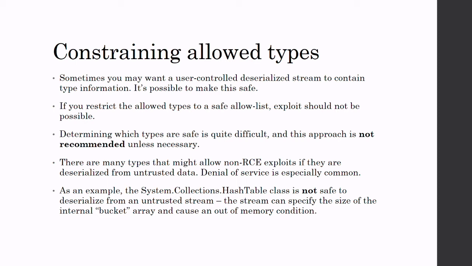Hash table is an example of this. You would think hash table would be safe to deserialize, but it actually has a member which says this is how much memory you should allocate for the hash table. And certain serialization APIs will let you set that member and will then cause the hash table to try to allocate potentially arbitrary amounts of memory, which lets you at least get a denial of service attack off.